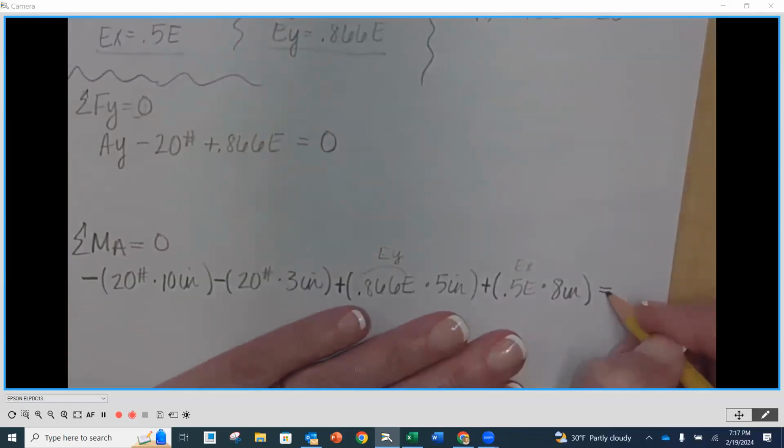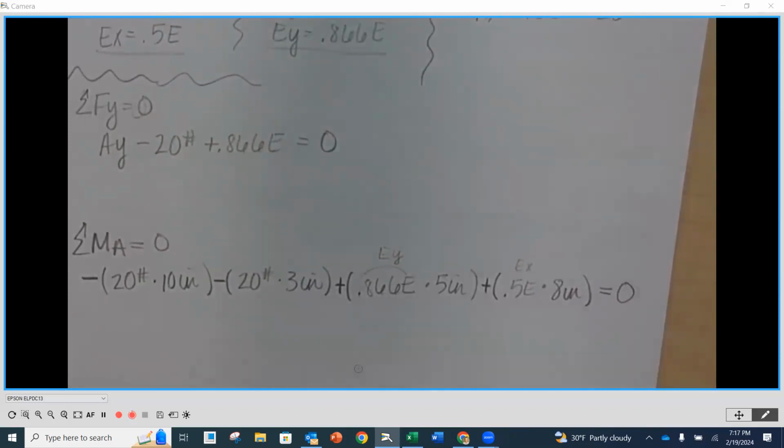And those are all the forces causing rotation. So we set that equal to 0. Now, as we look here, do you see how E is our only unknown? So go ahead and do your algebra here and let's solve for E and see what we get. Take it a step at a time if you need to.